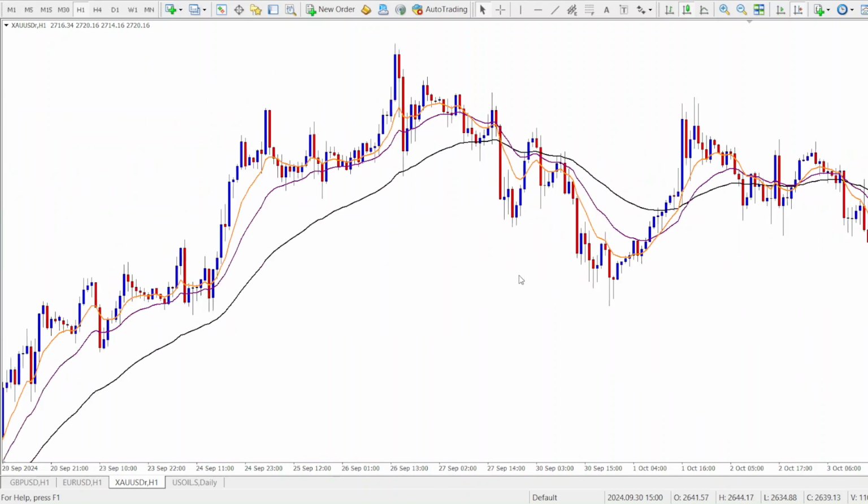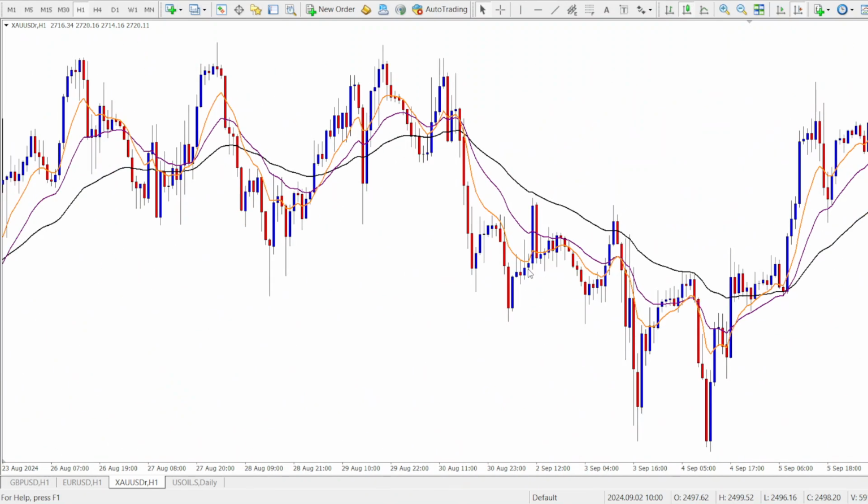Now, on the other hand, when you have the 9 EMA cross below the 20 and 50 EMAs, and you have the 9 and 20 EMAs below the 50 EMA, it signifies a potential downward trend. In this case, the price may continue to drop.